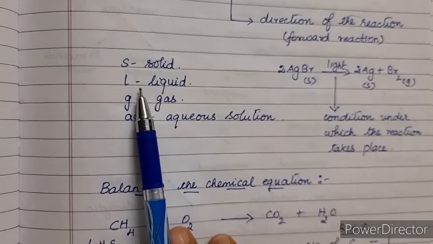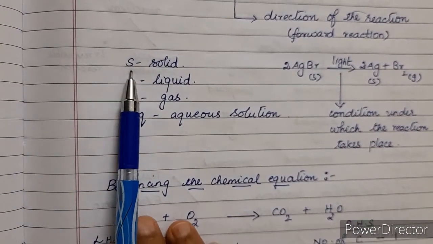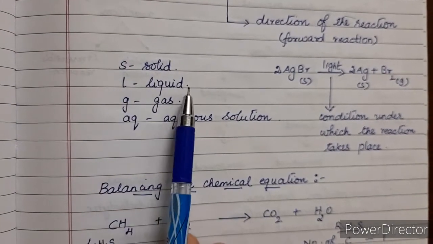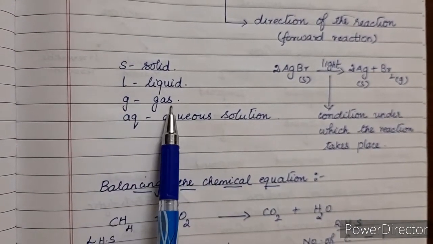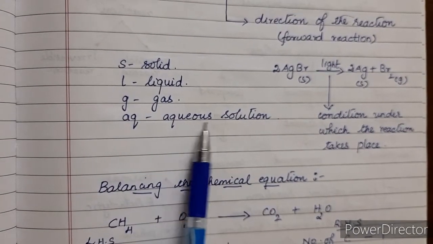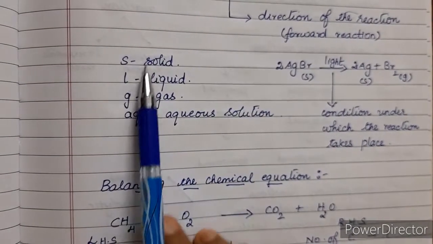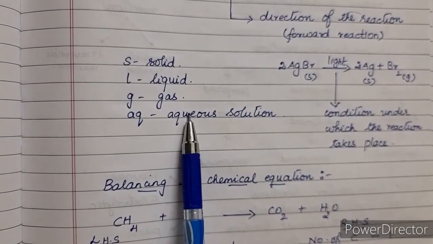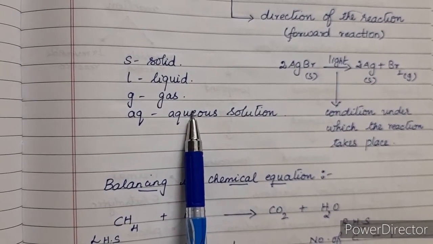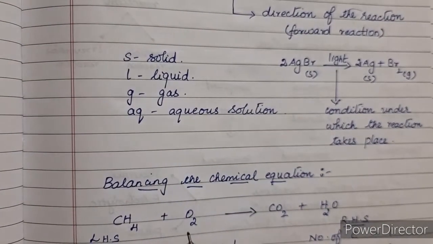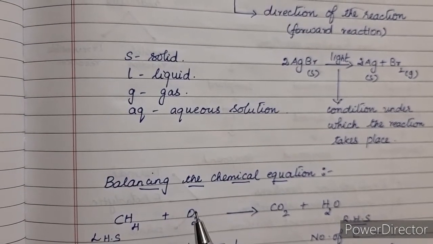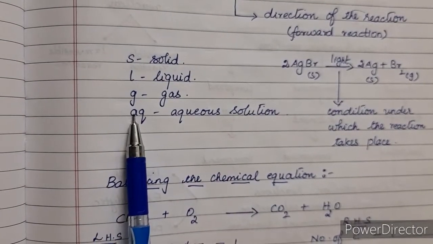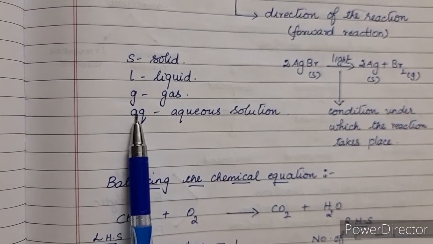Now, how is the physical state represented? S is used to indicate the solid state, L for the liquid state, G for the gaseous state, and AQ for the aqueous solution. These are the symbols used to represent the phase or the physical state of a reaction. We also said that the condition of the reaction and the physical state of the reaction should be mentioned. So this is about the physical state or the phase of the reacting molecules or the products.